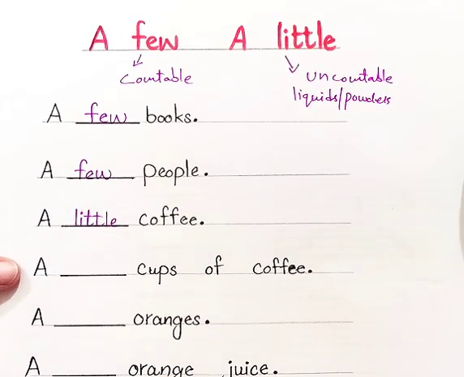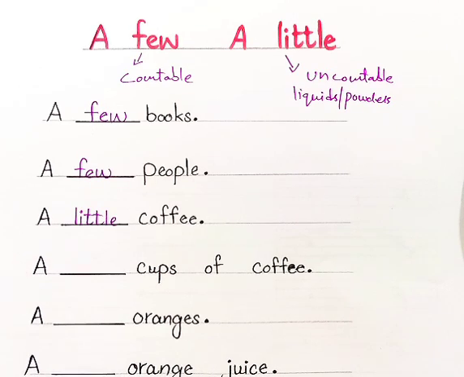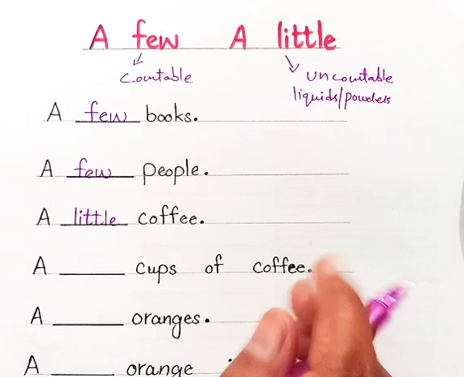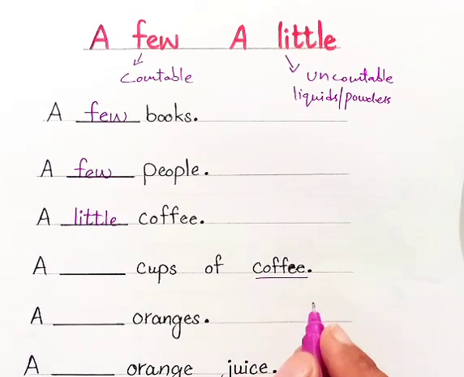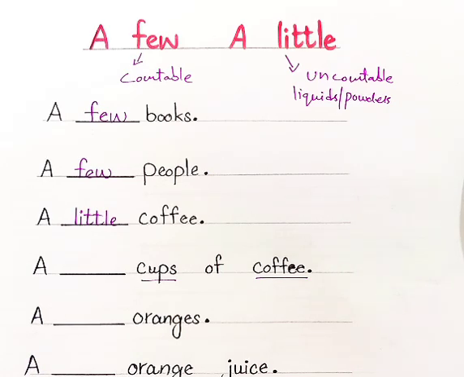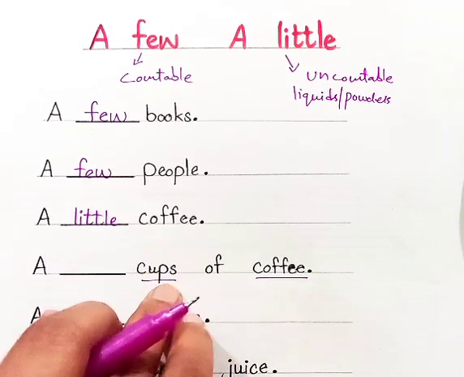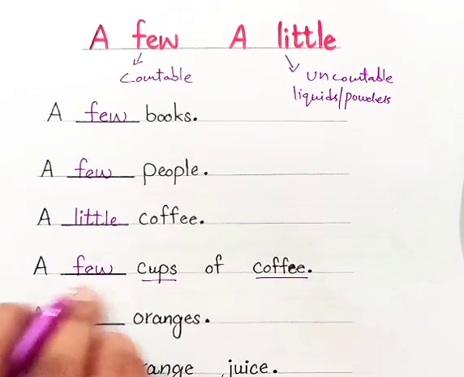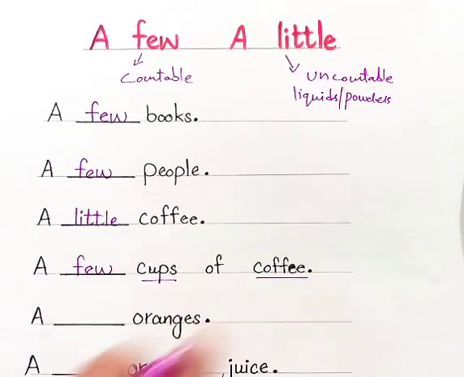Next one, a blank cups of coffee. Listen guys, here we are not talking about only coffee. We are talking about cups of coffee. So we can count the cups of coffee. Cups of coffee are countable nouns, right? So for countable nouns we use the word few. A few cups of coffee.